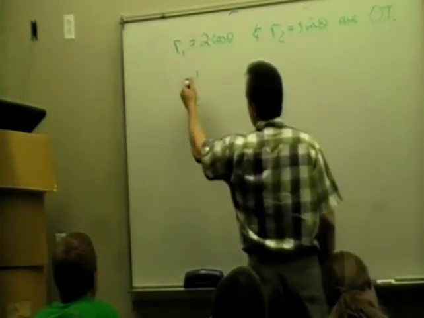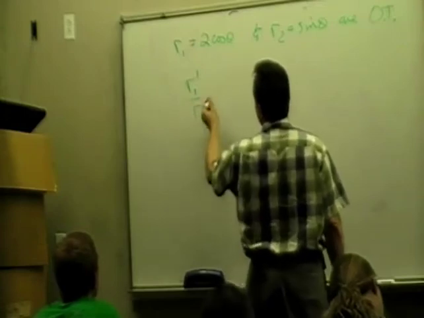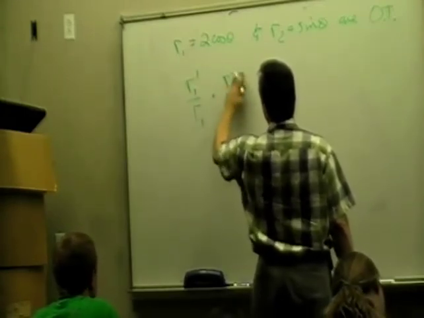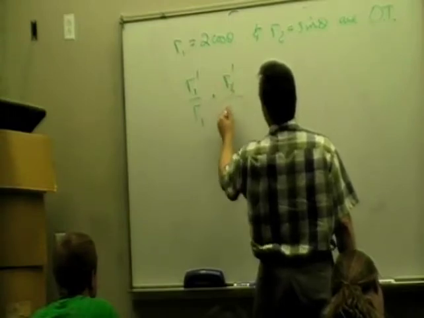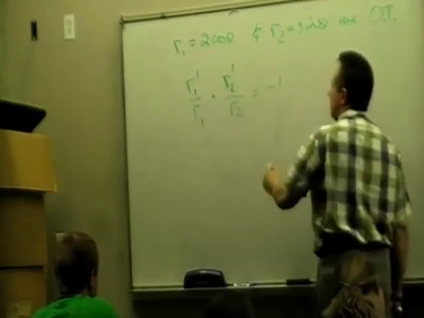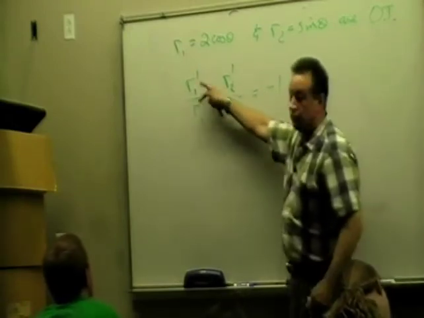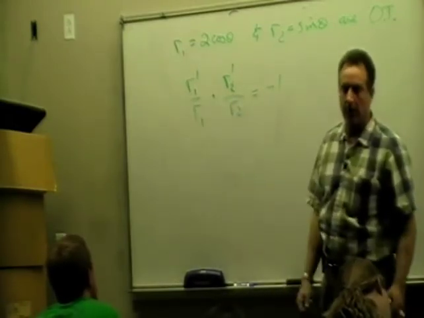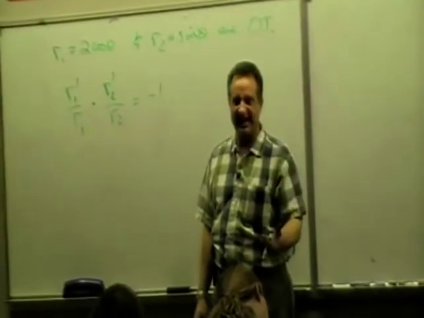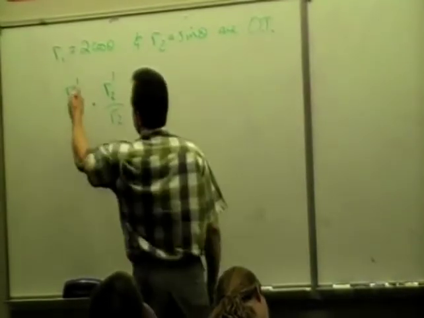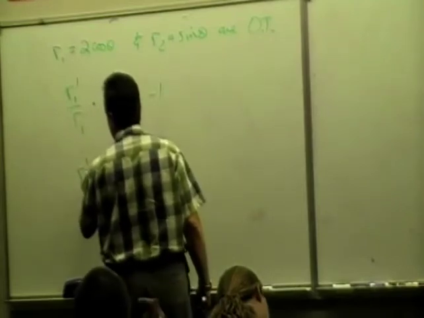So I'm going to find r prime 1 over r1, and if I multiply it by r prime 2 over r2, that should give me a -1. So for each r, I'm going to find the ratio of its derivative over the function. Multiply those two together, and if I get a -1, they're orthogonal trajectories. So let's do that. What's r prime 1?